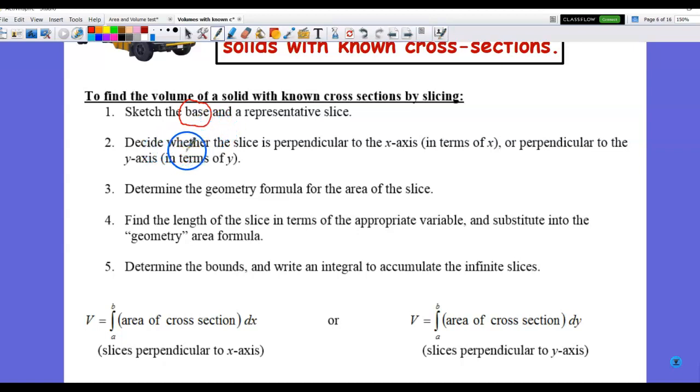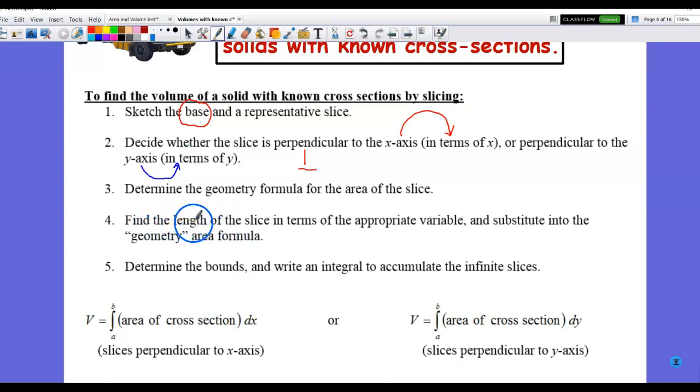Then you're going to have to pay attention to whether the slice is perpendicular to the x-axis, because if you're perpendicular to the x-axis, you are in terms of x. You're going to have to pay attention to that. If you're perpendicular to the y-axis, you're going to be in terms of y. And when I say perpendicular to, I mean the direction that you are slicing your cake.